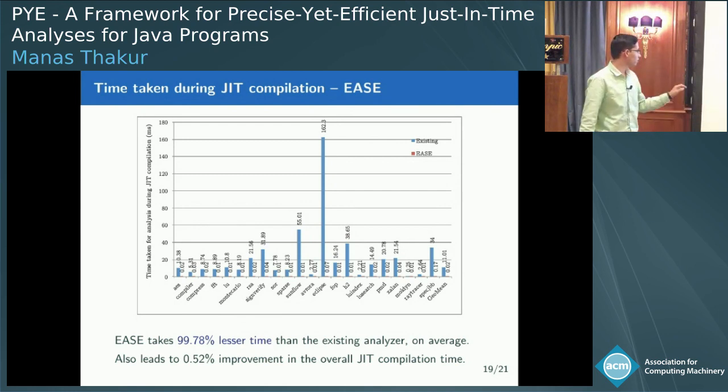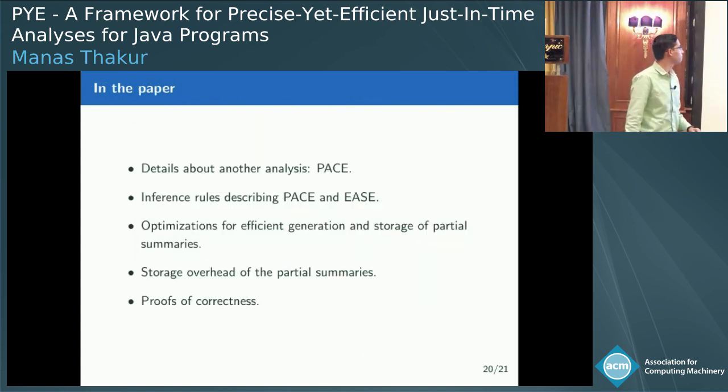And even for one analysis out of the tens of analyses performed by the JIT compiler, we saw that it leads to nearly 0.5% improvement in the overall JIT compilation time of the benchmarks. In the paper, we have more details about the other instantiation. Similarly, we have several optimizations in the paper for efficiently generating these conditional values and making sure that the overhead we cause is as small as possible. And we also have some proofs arguing about the correctness of the approach.